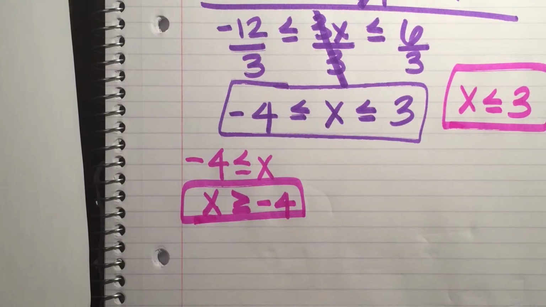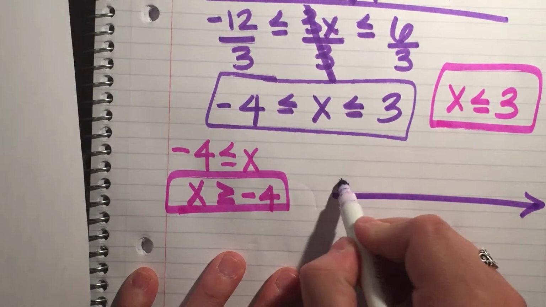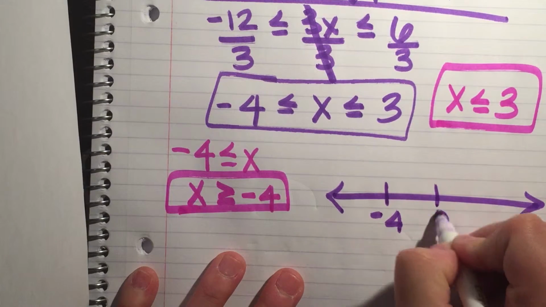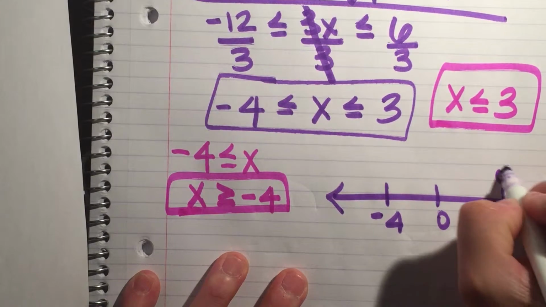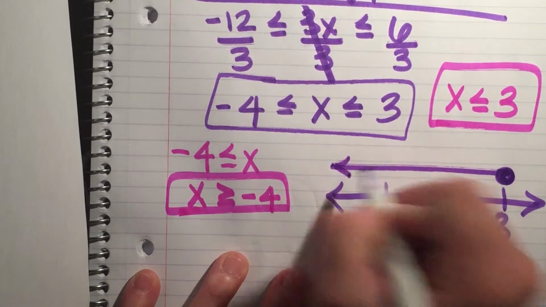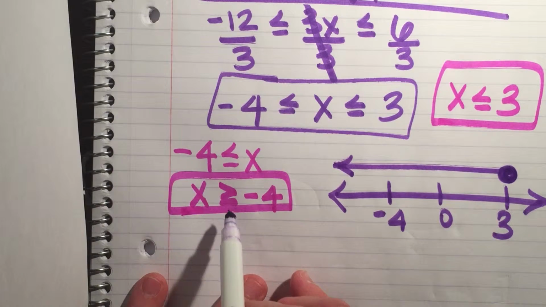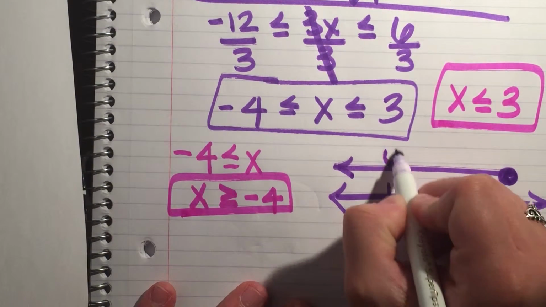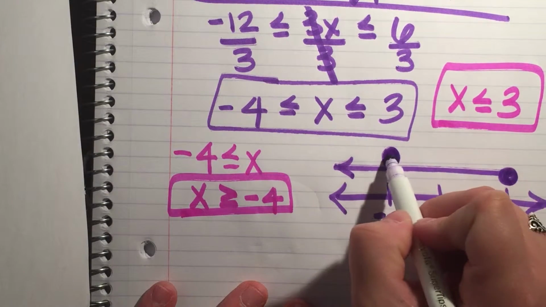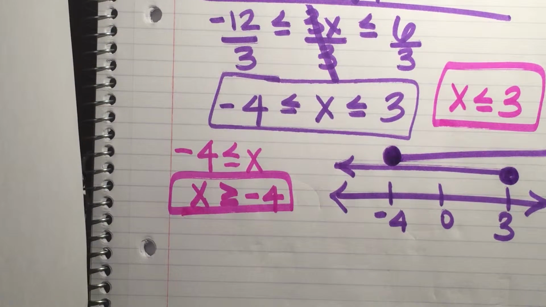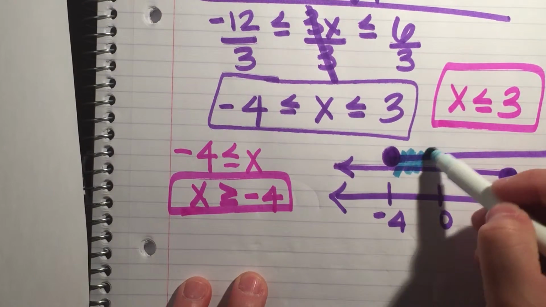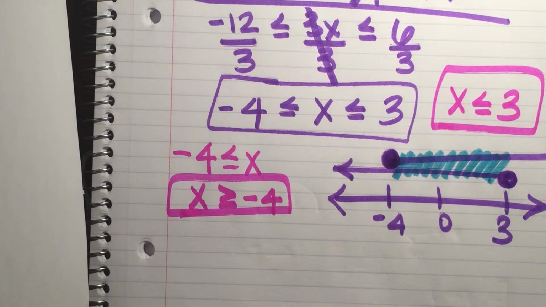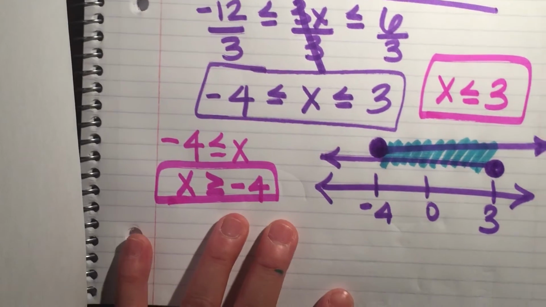Now we have to graph. If x is less than or equal to 3, we're going to color in our circle over 3 and point it left. If x is greater than or equal to -4, I'm going to have a new circle over -4, and it's going to point to the right. This is an and graph. That means you can have your cake and eat it too. So there's going to be some overlap, and that's where your overlap is. So that's what I would accept on the test, if you shade in where the overlap is.